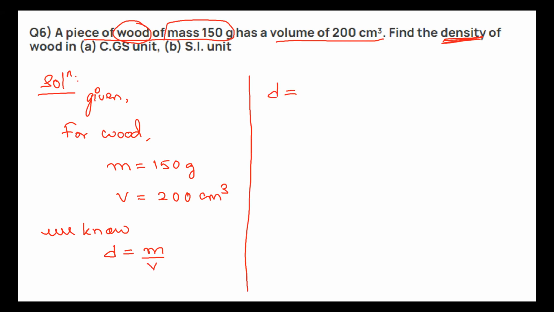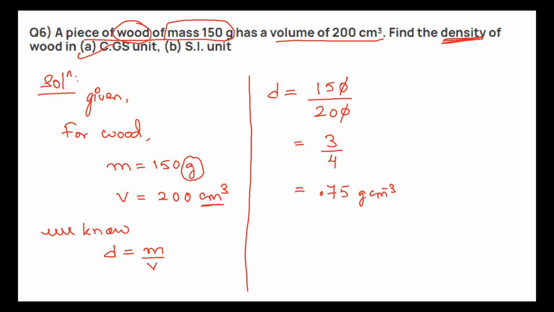Density is mass, how much? 150 by 200. So this will become 3/4, which is equal to 0.75 gram per centimeter cube. Why gram per centimeter cube? Because the mass was given in gram and the volume in centimeter. Done. This is the CGS unit.